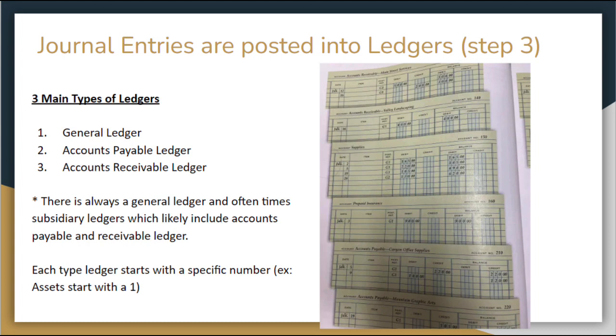Again, with step 3, there are 3 main types of ledgers. You have your general ledger, which is for all your accounts, and then your accounts payable and receivable. That's just to track who owes you money and who you owe money.